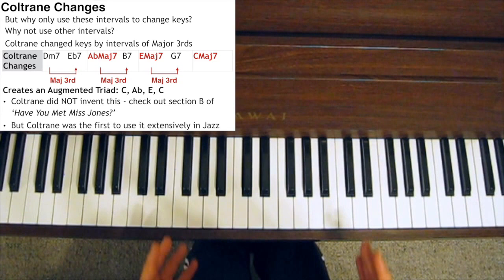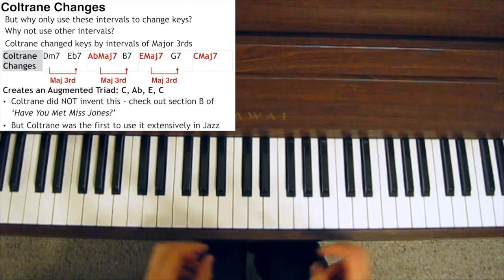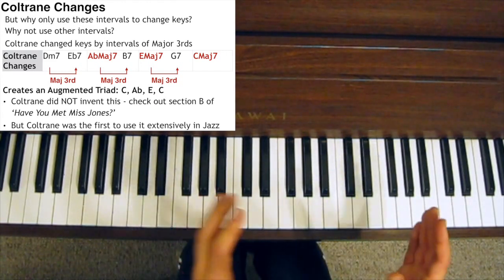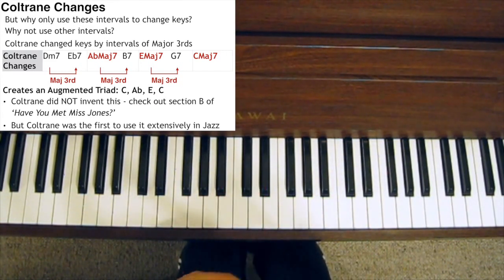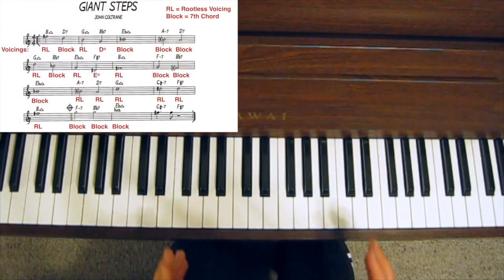the entire song. And so this idea of changing keys or changing key centers or tonal centers by intervals of major thirds has become known as Coltrane Changes. And the classic Coltrane Changes song is a song called Giant Steps.